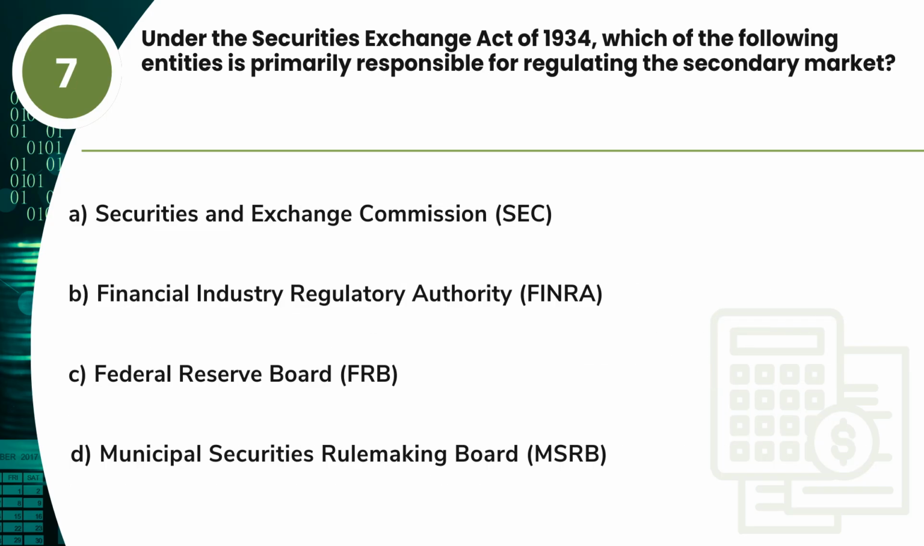Question 7. Under the Securities Exchange Act of 1934, which of the following entities is primarily responsible for regulating the secondary market? A. Securities and Exchange Commission, SEC. B. Financial Industry Regulatory Authority, FINRA. C. Federal Reserve Board, FRB. D. Municipal Securities Rulemaking Board, MSRB.